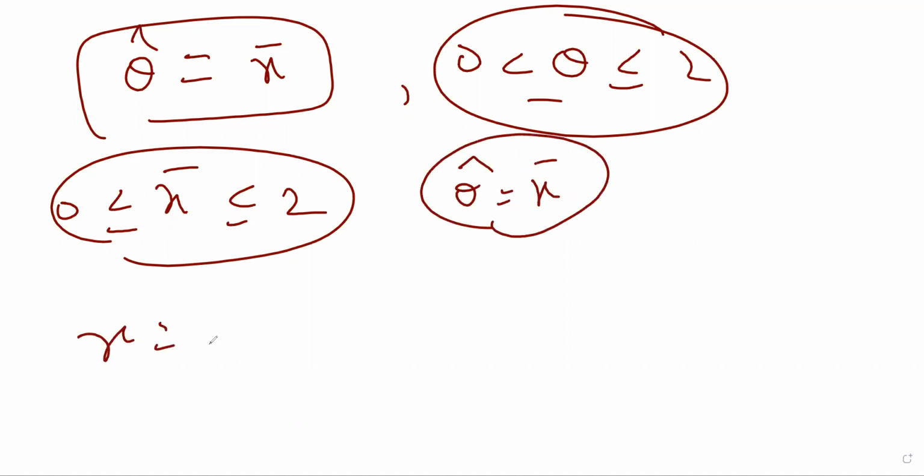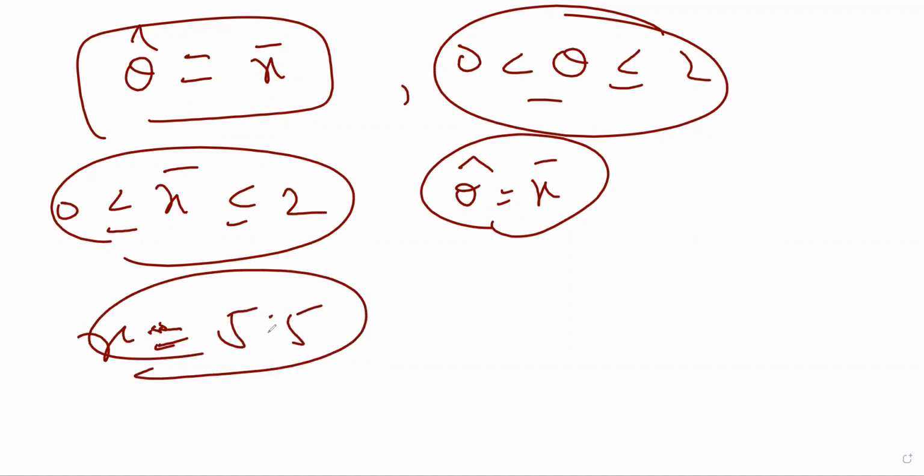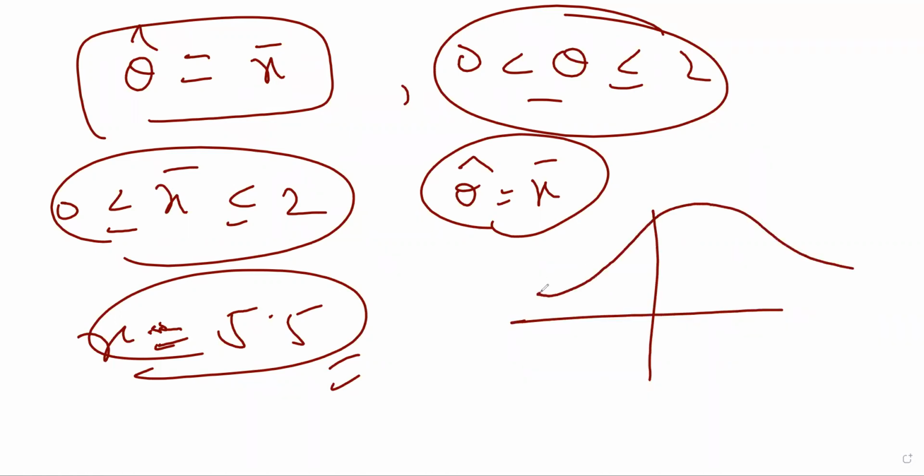Now suppose X bar is coming greater than 2, somewhere around 5.5. For example, it is coming X bar equal to 5.5. So we know that theta took the... suppose this is the likelihood function, it was like this. At X bar, suppose this is X bar, suppose this is 2. This is theta, this is L of theta.